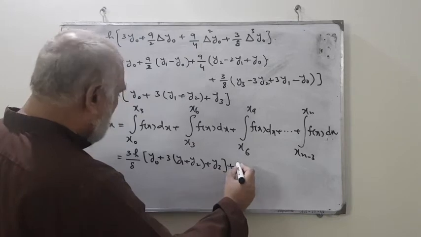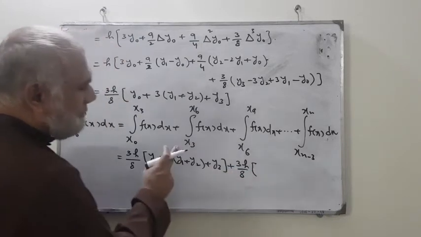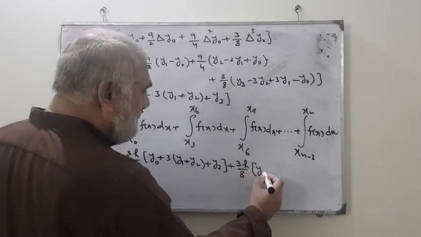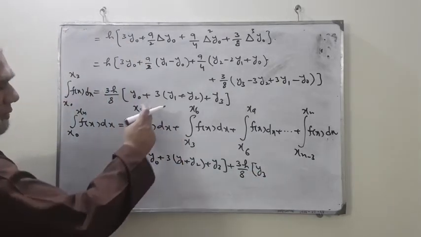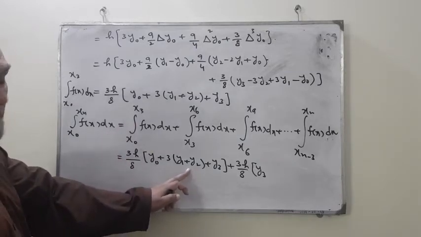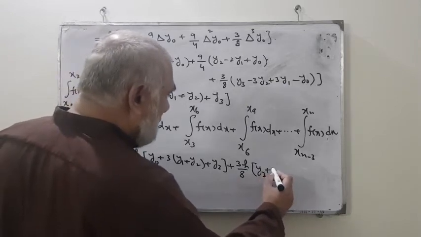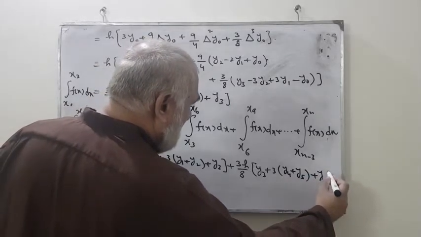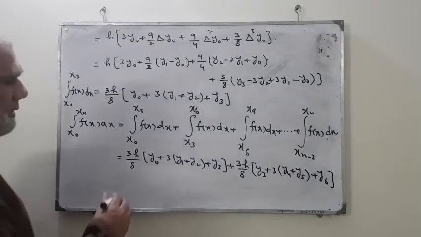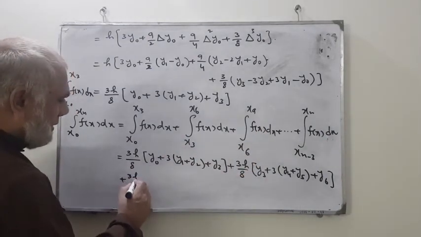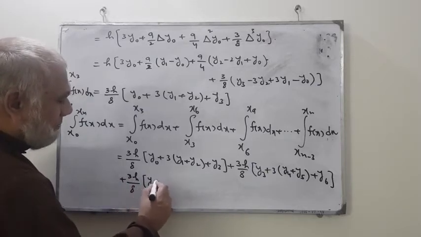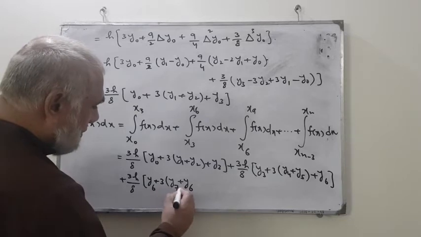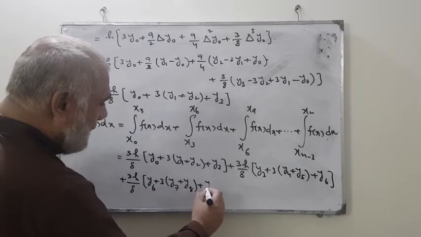For the second integral, this will be 3h by 8 outside, and it starts from x3. You can see here it starts from x0, we take y0 here. So here we have to take y3, and in between x0 to x3, x1 and x2 are there, and we have replaced the y1, y2 by multiples of 3. So here we replace y4 and y5 with multiples of 3, and y6 will be out. Now for the third integral, a similar pattern result can be written as y6 plus 3 y7 and 3 y8 and plus y9.